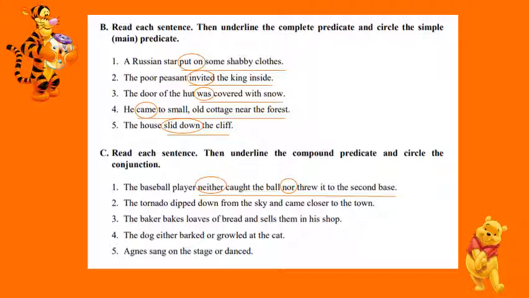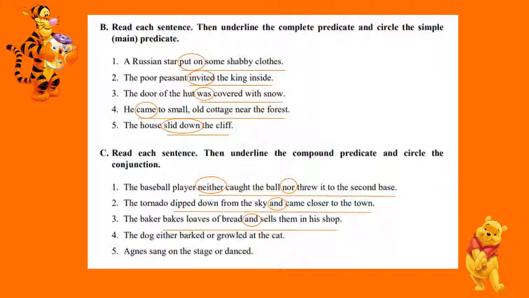Number 2, the tornado dipped down from the sky and came closer to the town. Dipped down from the sky and came closer to the town is the compound predicate, and here we use the coordinating conjunction and to join the predicates together. Number 3, the baker bakes loaves of bread and sells them in his shop. Bakes loaves of bread and sells them in his shop is the compound predicate, and here we use the coordinating conjunction and to join the predicates together.